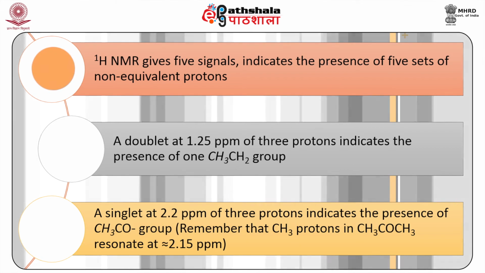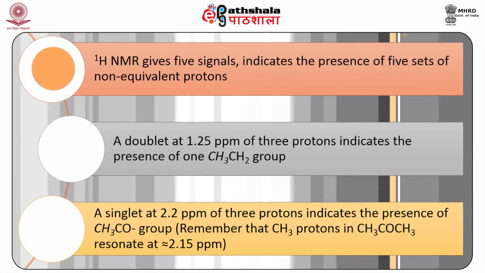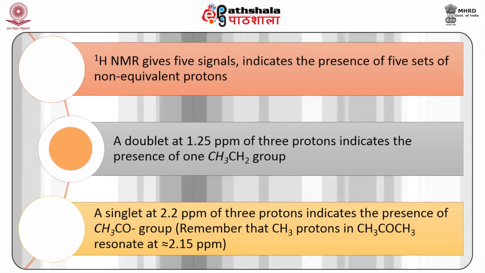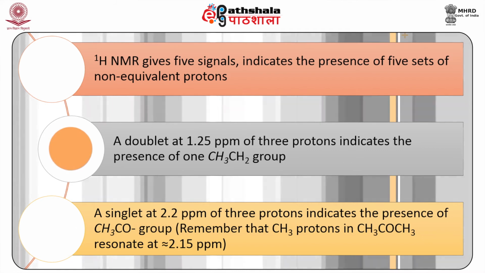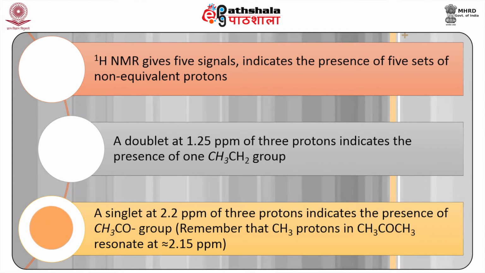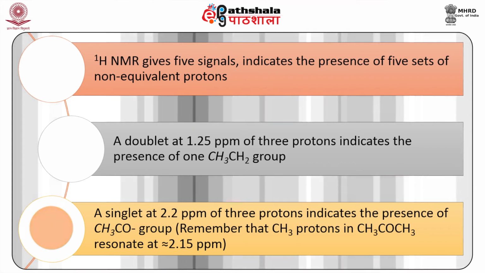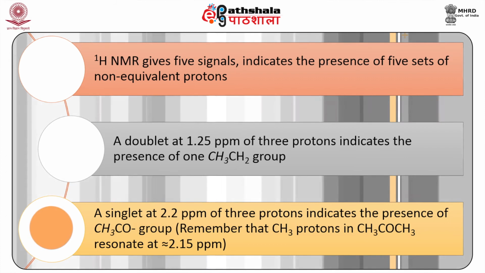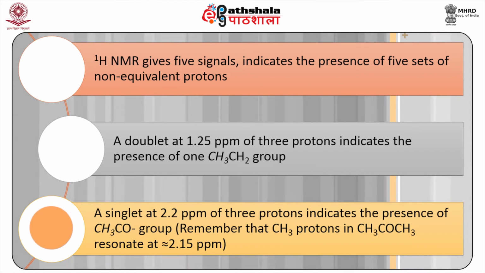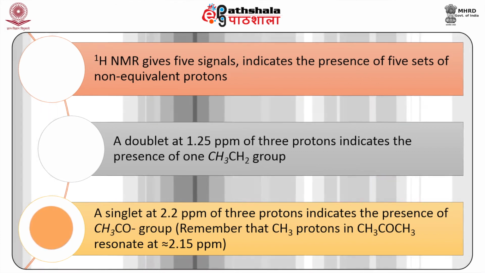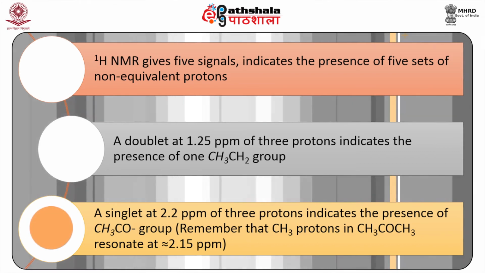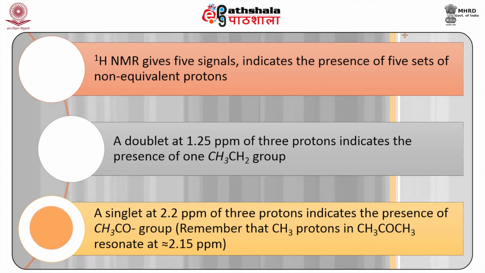The proton NMR gives 5 signals, which indicates the presence of 5 sets of non-equivalent protons. A triplet at 1.25 ppm of 3 protons indicates the presence of a CH3-CH2 group. Next, a singlet at 2.2 ppm of 3 protons indicates the presence of a CH3CO group, that is the carbonyl group, especially the keto group. Now remember that the CH3 protons in CH3COCH3, that is acetone, resonate at 2.15 ppm.